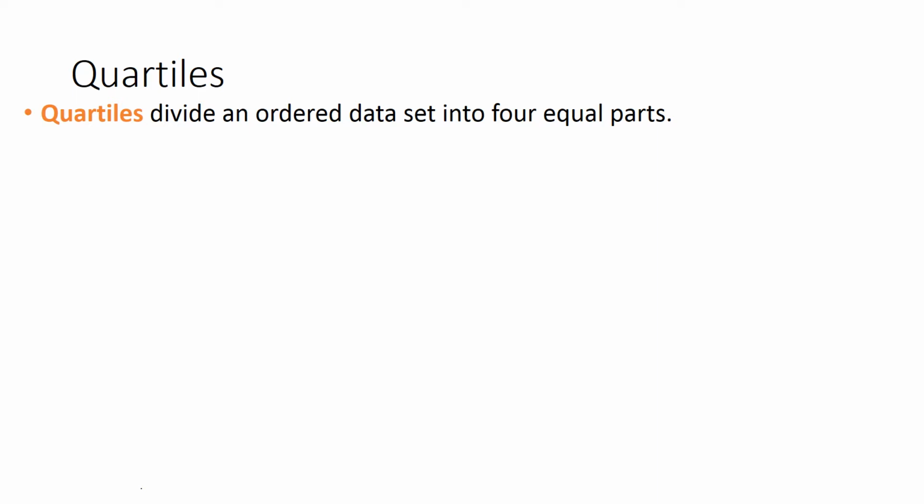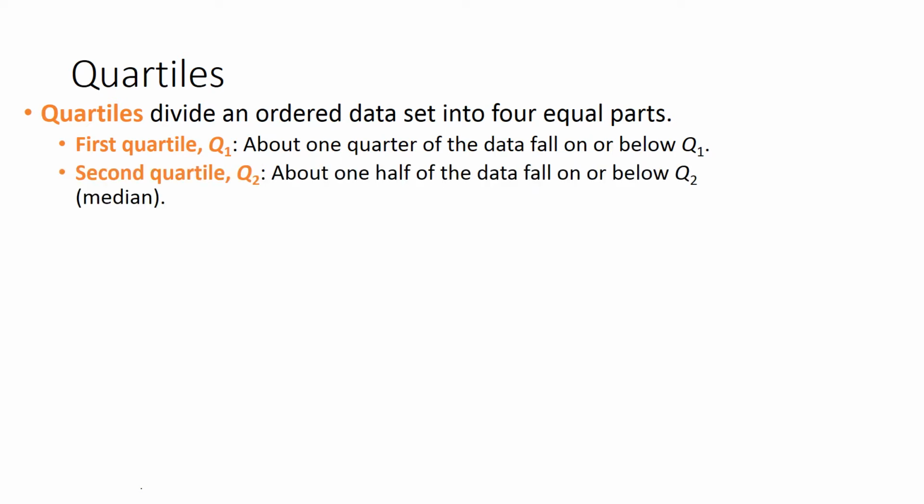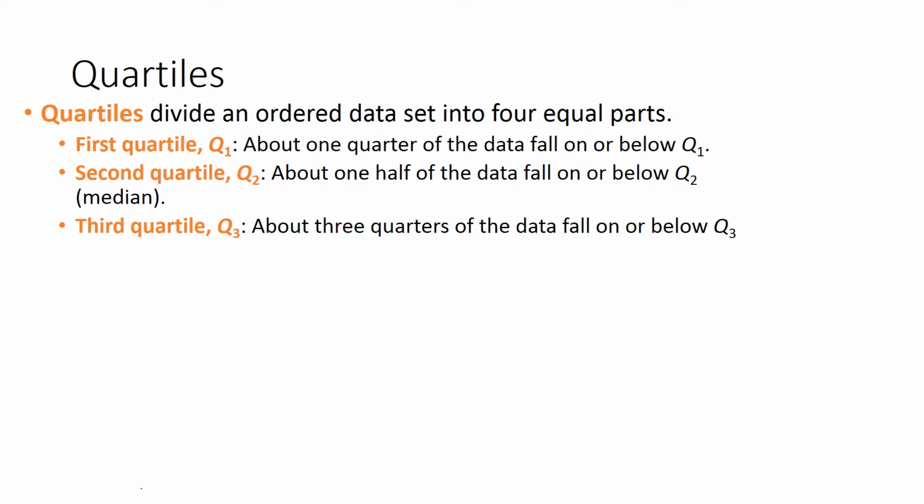Quartiles are whenever you divide an ordered set of data into 4 equal parts. So that means you take your data, you list it from the smallest to the largest value, and then you split it into 4 equal parts. Your first quartile is the first or bottom 25% of your data. The second is the bottom half of your data, so it's your median. And the third is the top 3/4.